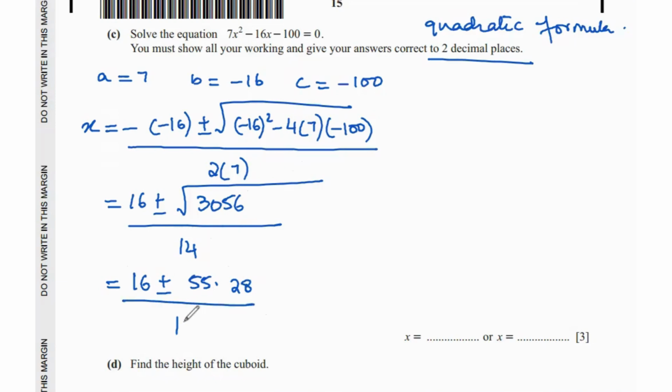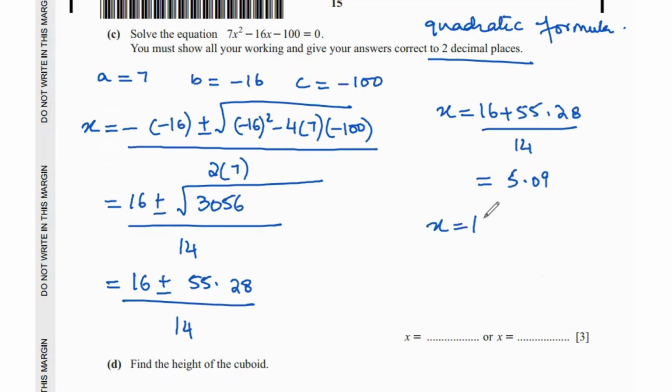55.28 over 14. So one value of x is going to be 16 plus 55.28 over 14, which gives us 5.09. And the other is going to be 16 minus 55.28 over 14, which gives us negative 2.81. So these are your two values of x correct to 2 decimal places: negative 2.81 and 5.09.